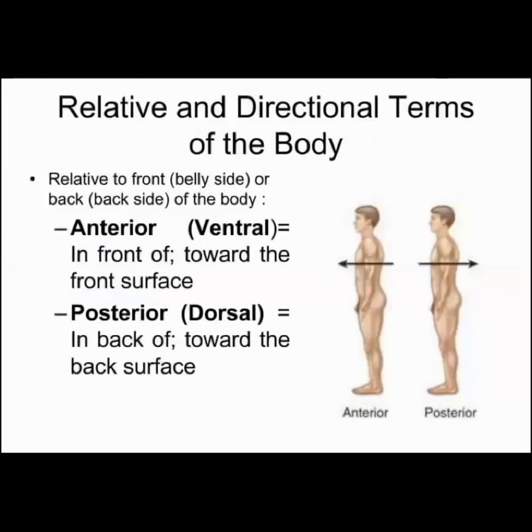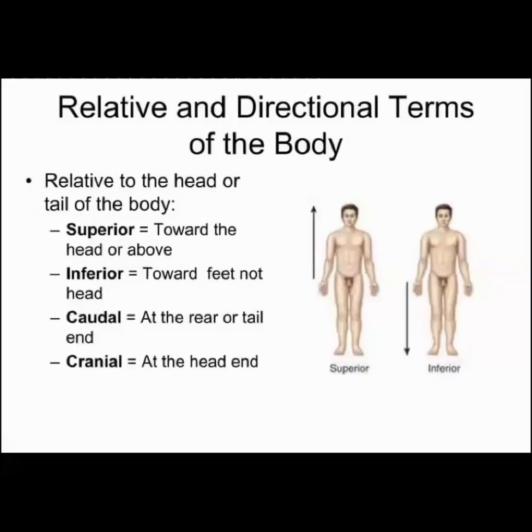So the first picture is showing the anterior or the ventral side of the body. Second, the posterior or the dorsal, in back of, towards the back surface. So the second picture is showing the posterior or the dorsal side of the body. Now, relative to the head or tail of the body. First, the superior, towards the head or above.